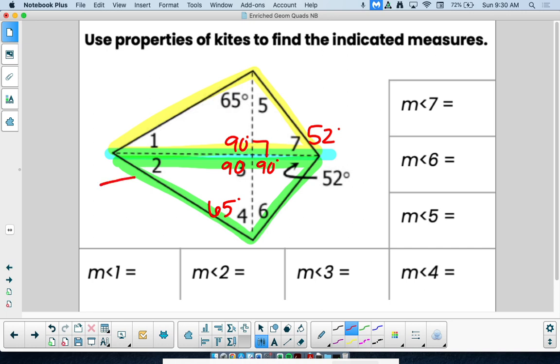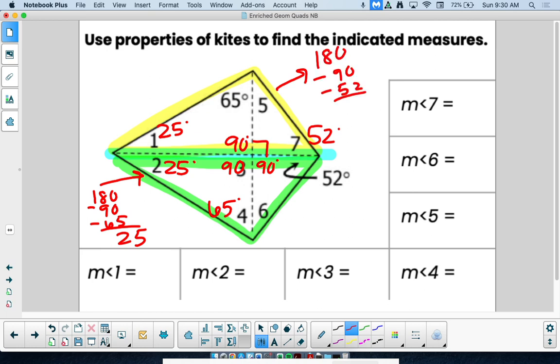If we wanted to find angle 2, we just have a triangle, right? 180 minus 90 minus 65 should give us 25. And if angle 2 is 25, we would know that angle 1 is 25 because they're the same. And then if we look over here for angle 5, we're going to have 180 minus 90 minus 52. We should get 38. And 38 matches angle 6. And now, folks, I think we found all of our angles.